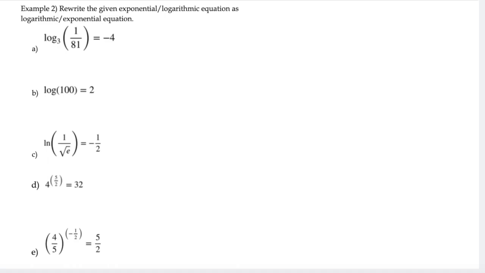Right now I have log base 3 of 1 over 81 is equal to -4. So this is written in logarithmic form. I'm going to write it in exponential. Notice my base is 3. So my base in my exponential will be 3. I take it to 3 to the power of -4 is equal to 1 over 81. I can verify that this is true because 1 over 3 to the 4th power is the same as 3 to the -4th, which is also equal to 1 over 81.